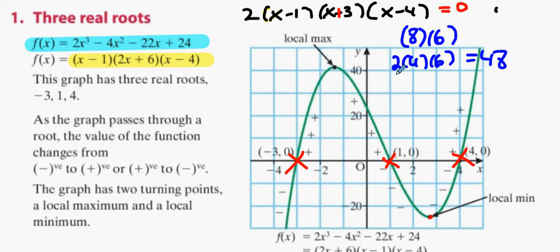I can throw the 2 anywhere I want. I can pair it off with anything I want. I can do 2 times 6 to get me 12, and then 4 times 12 is 48. Or I can do 2 times 4 to get 8, then 8 times 6 is 48. When it comes to multiplication, I can send that 2 anywhere I want. I can send it to the end as well. I could actually have a 2x minus 8 at the end if I really wanted.